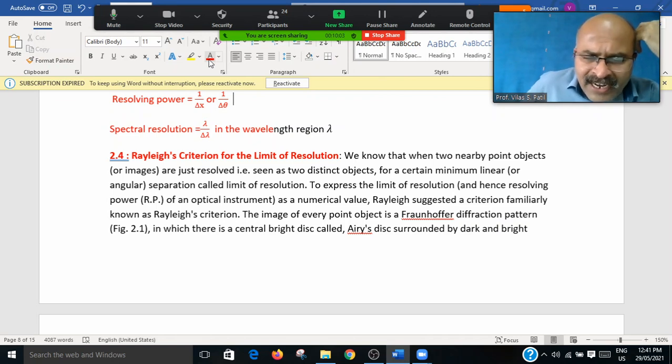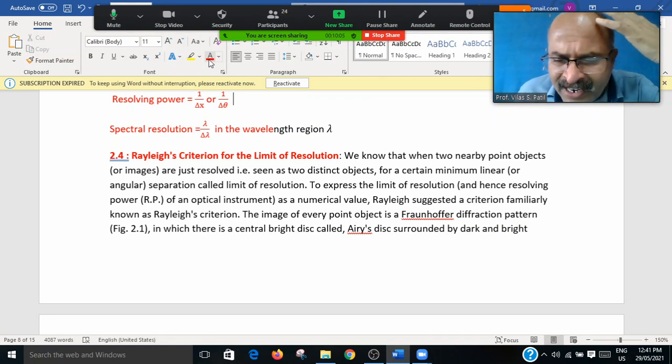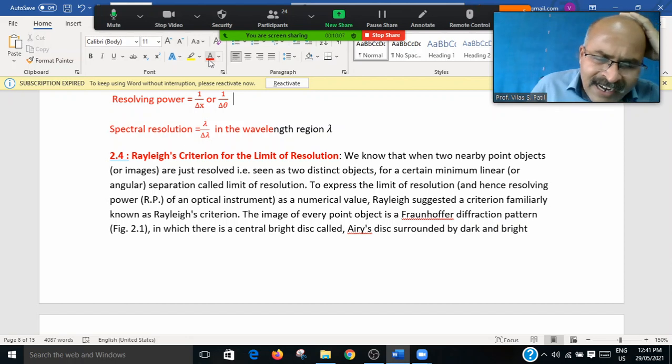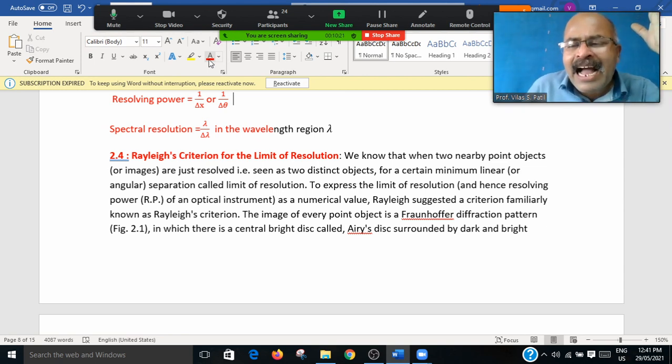Rayleigh, the scientist, suggested the criterion, familiarly known as the Rayleigh criterion. The image of every point object is a Fraunhofer diffraction pattern, as in figure 2.1, in which the central brighter disk is called the Airy disk.